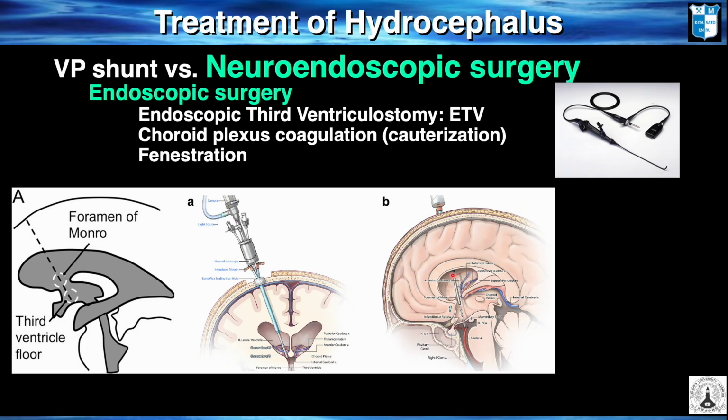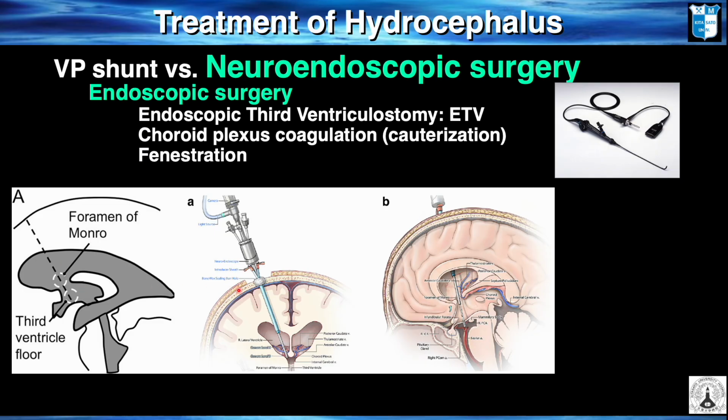Another major treatment we are always concerned with now is neuroendoscopic surgery. There are several kinds of neuroendoscopic surgery for the treatment of hydrocephalus. The most common is endoscopic third ventriculostomy. This is called ETV. And there is also choroid plexus coagulation or cauterization. Sometimes fenestration works for the treatment of pediatric hydrocephalus.